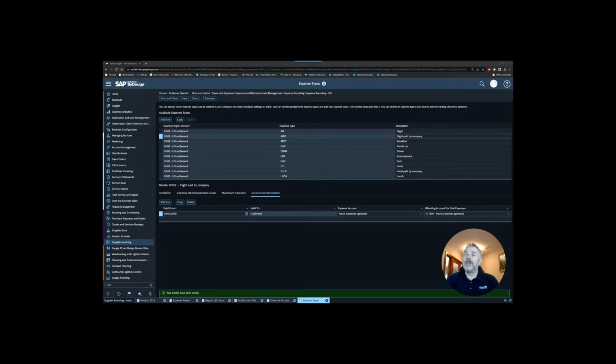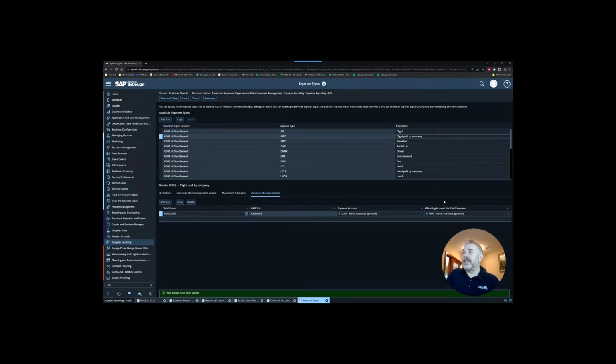So in this screen here, we're actually looking at a fairly deep setting in the system where we've set up the various expense types. And you can see that we have an expense type called flight paid by company. And if we were to look at just a regular flight, you can see that there is no offsetting account for the paid expense. So if an employee were to choose this expense, the assumption is this system would pay the employee back for their entire flight.